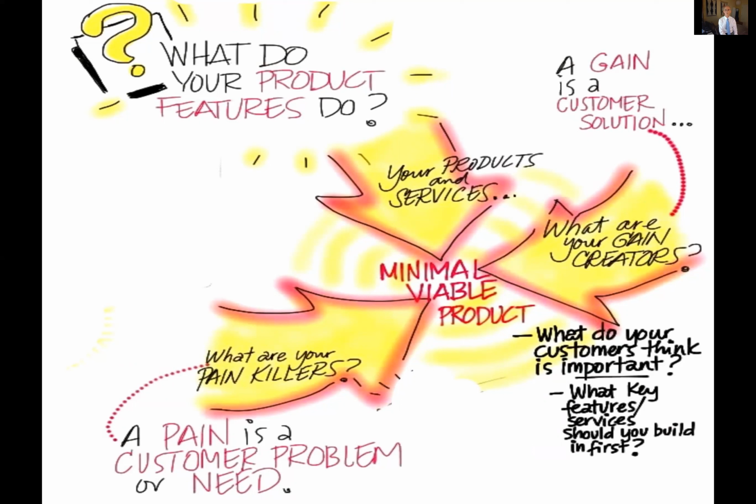And so I mentioned earlier about pains and gains, okay? So a pain is a customer problem or need, something that customers need to have or want to get fixed, okay? And then the gain is a customer solution. So your gains help address what you can offer the customer. And the key here is your products and services, they all come together into what we call the minimal viable product. And so what do your customers think is important? What are the key features, services, so on that you build?